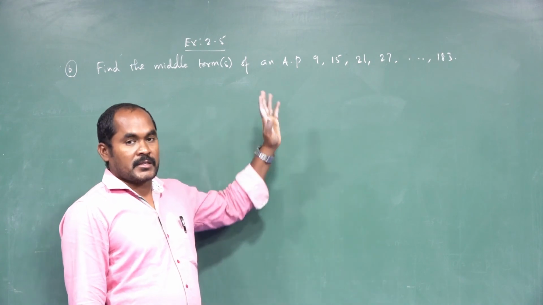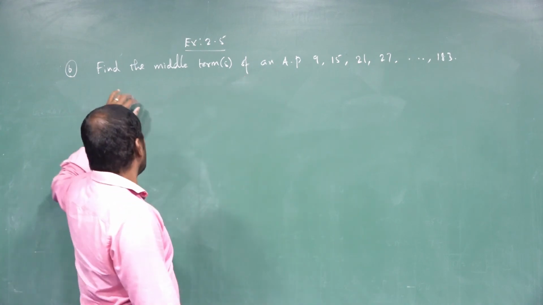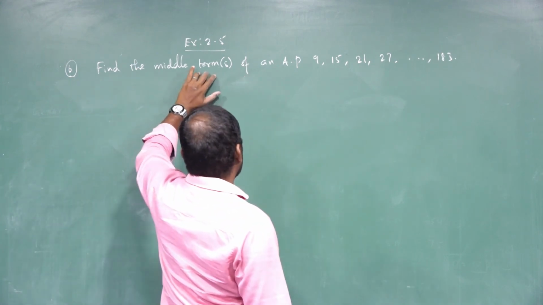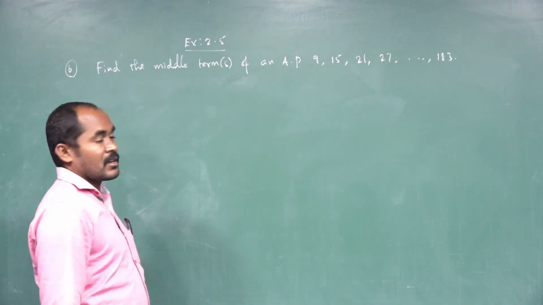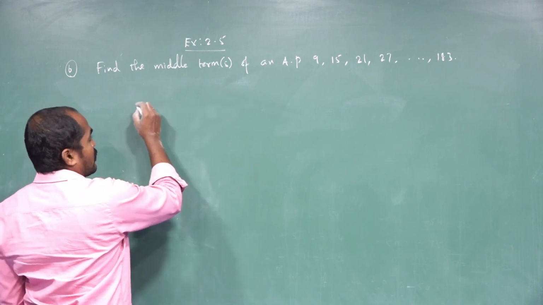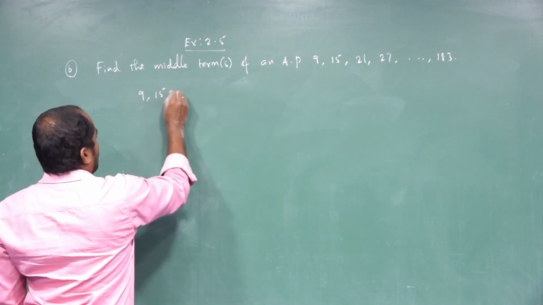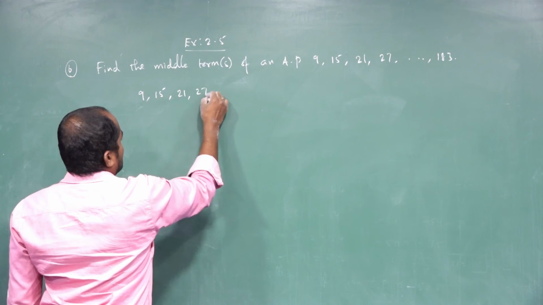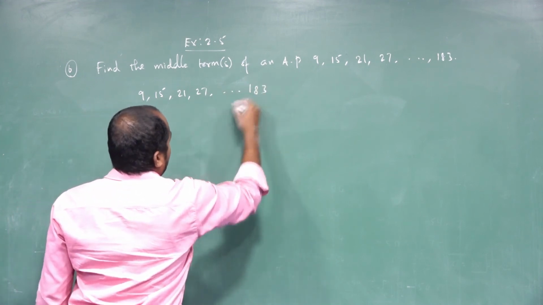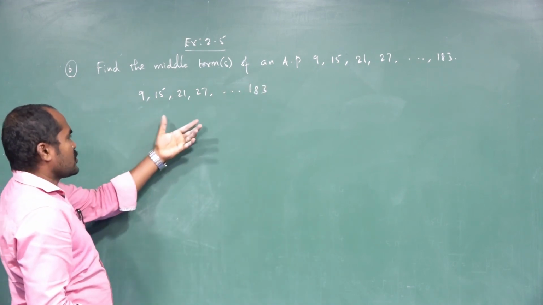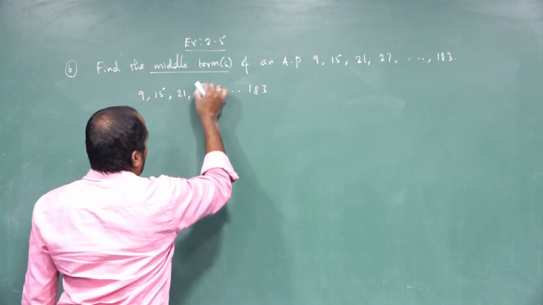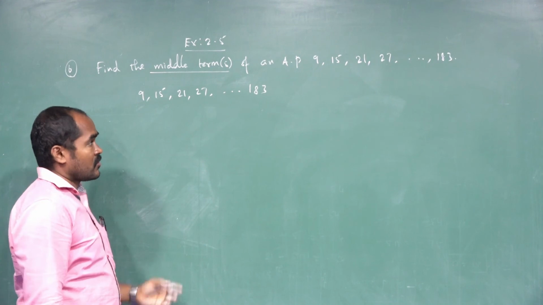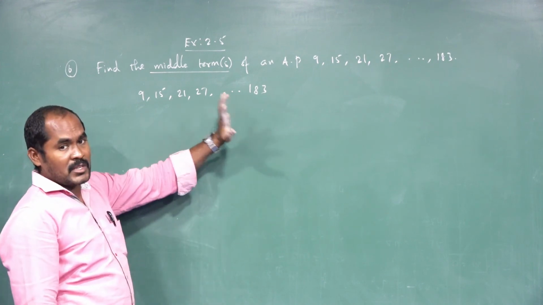So next, exercise 2.5, sixth sum. Find the middle term or terms of an arithmetic progression 9, 15, 21, 27, etc., up to 183. So the given arithmetic progression is 9, 15, 21, 27, etc., up to 183. So how many terms are in this sequence? Because we want to find the middle term or terms of an AP. So first we want to find the number of terms in the AP.